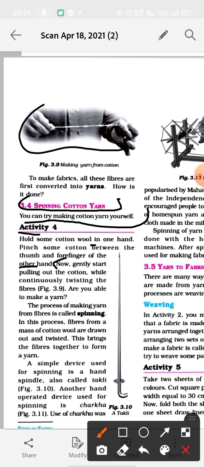Now gently start pulling out the cotton while continuously twisting the fibers. What do we have to do? Only gently we have to pull out the cotton while continuously twisting the fibers. Fibers को twist करते करते हमें cotton को pull करना है.